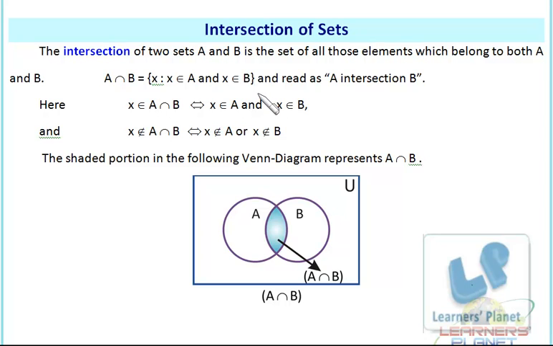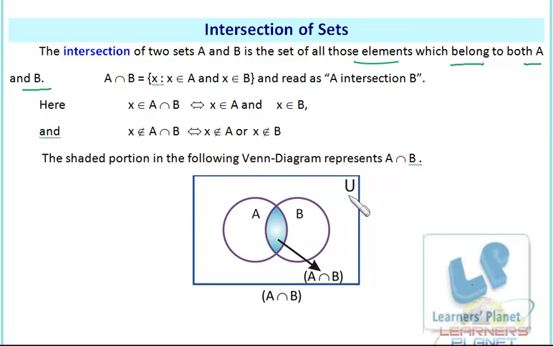Now intersection of sets, what is that? Just now we have studied union of sets. Now what is intersection of sets? The intersection of two sets A and B is the set of all those elements which belong to both A and B. A intersection B is such that x belongs to A and x belongs to B also. So there are some elements which are elements of set A and set B, both of them. We call them A intersection B.